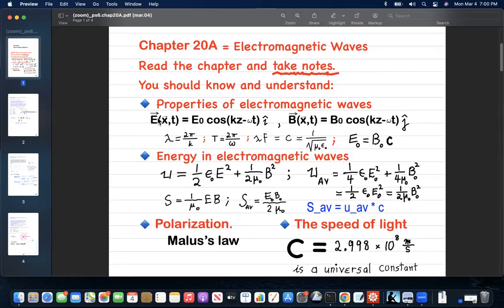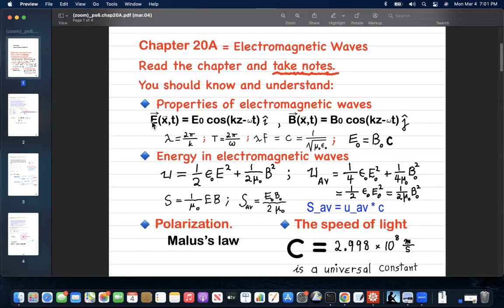First of all, what is an electromagnetic wave? It's a wave. The electric field points in one direction. The magnetic field points in a perpendicular direction. And the wave travels in the third dimension. So you should be able to draw a picture of an electromagnetic wave. These are the equations. We'll see an example of that in a minute.